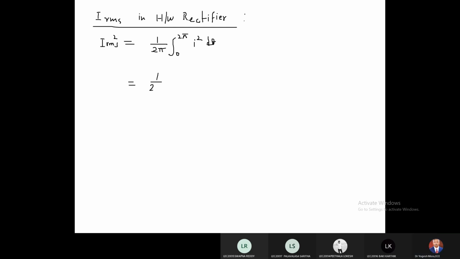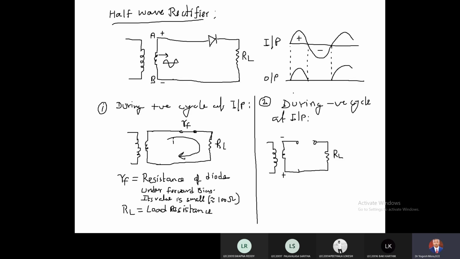I can write this equation in this way: 1 by 2 pi, with the limit 0 to 2 pi. What I will do is first keep it from 0 to pi, I square d theta, plus then I will keep it from pi to 2 pi, I square d theta.